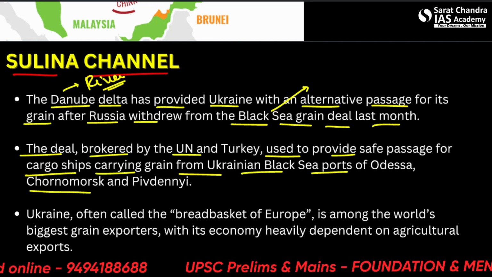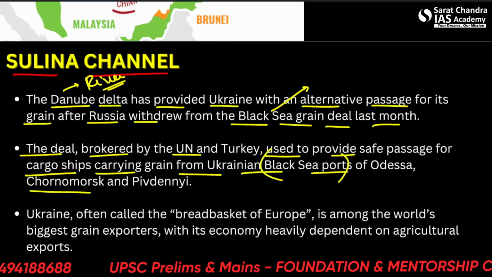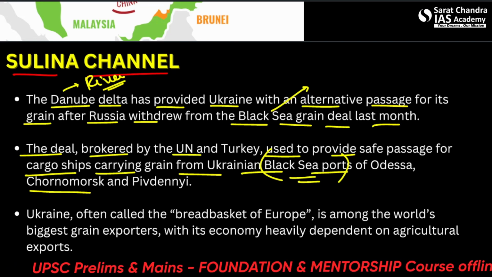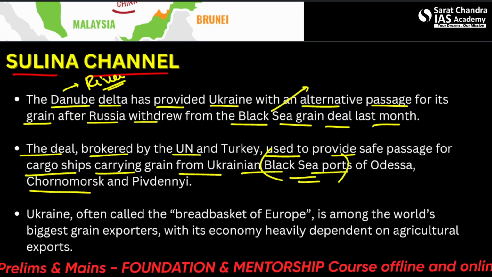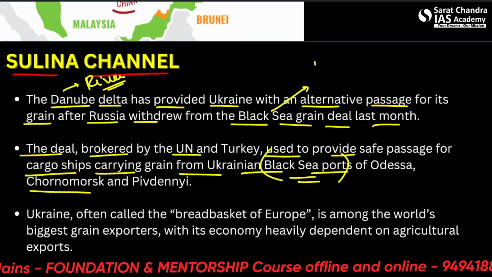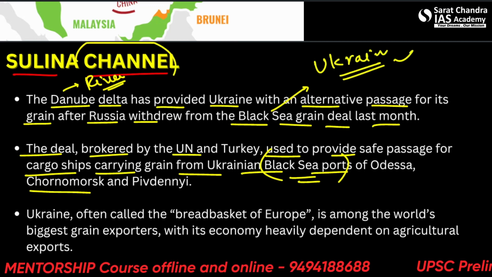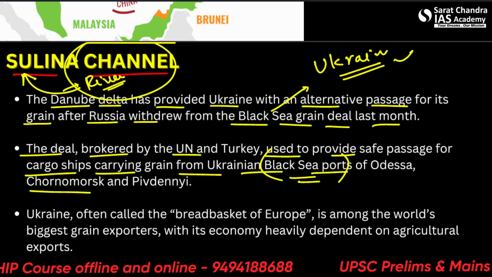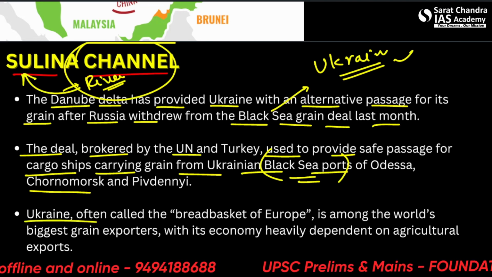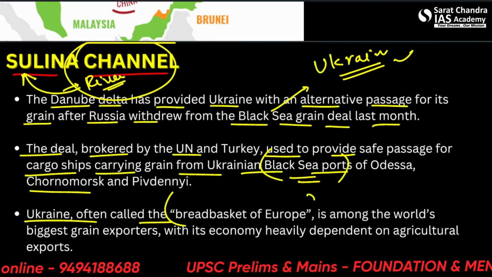So these are basically names of Black Sea ports, or ports in the Black Sea. But Russia has, let's say, stepped away from this deal, and now Ukraine has to have a passage. So which channel from the Danube River has provided such a passage to Ukraine? Sulina Channel. So Ukraine, often called the breadbasket of Europe.